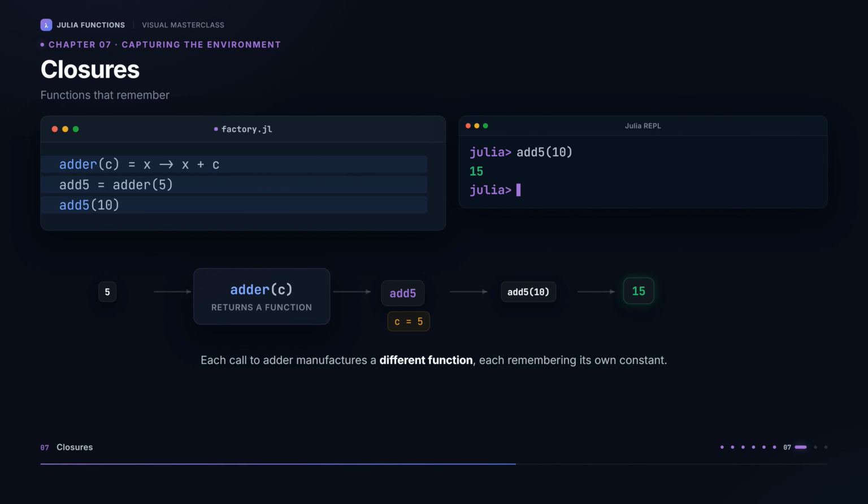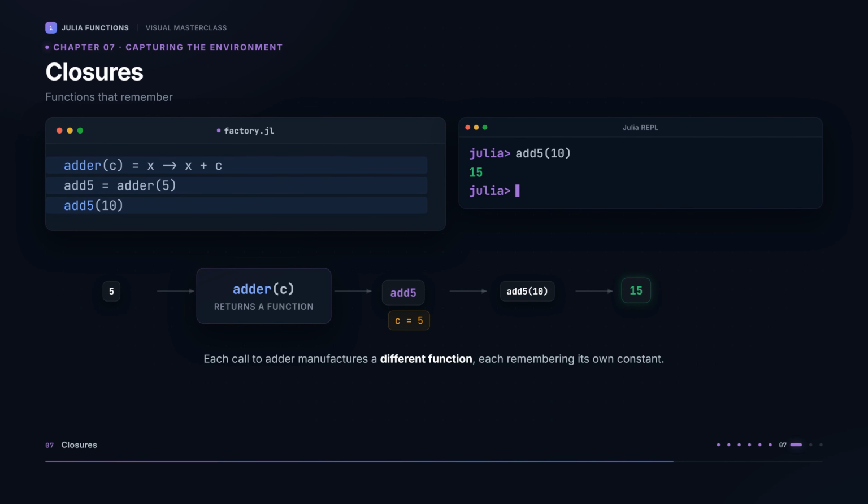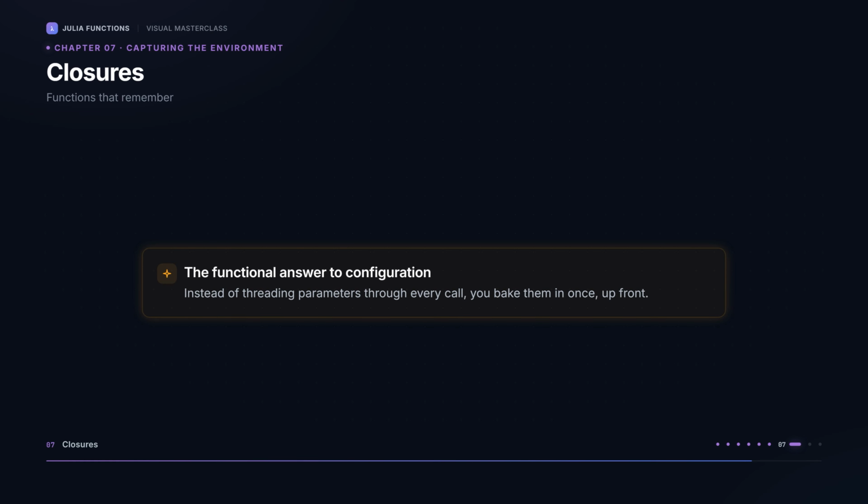Here is a function that returns a function. adder, taking a constant c, returns x arrow x plus c. Call adder with 5 and you get a brand new function. Add 5 to 10 and you get 15. Each call to adder manufactures a different function, and each one remembers its own constant. This is the functional answer to configuration. Instead of threading parameters through every call, you bake them in once, upfront.